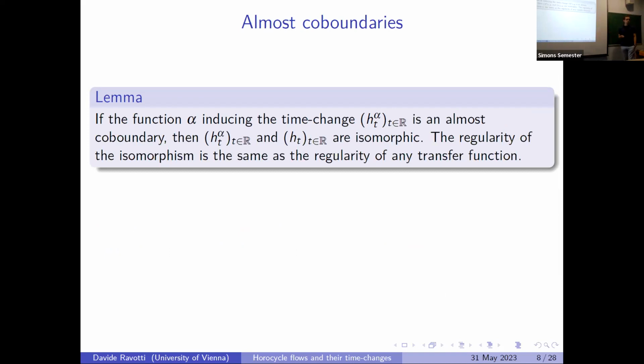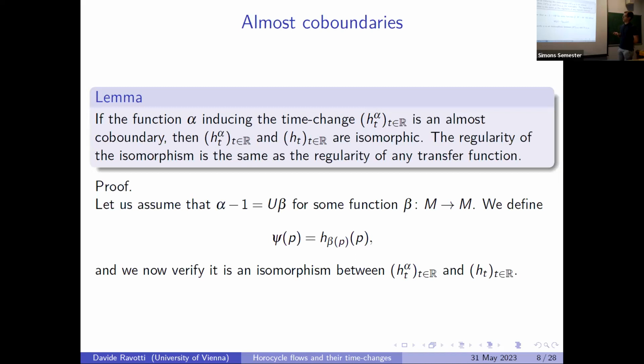And the regularity of the isomorphism is the same as the regularity of the function that you are deriving to obtain alpha. The proof of this lemma actually tells us how to construct these isomorphisms psi. In particular, if alpha is an almost coboundary, alpha minus one is a derivative of some function beta, and then our isomorphism psi was given exactly by pushing points in the direction of the Horocycle flow by beta. So not only do we know that there is an isomorphism, we also know what this isomorphism is. And now the question is, can there be other isomorphisms, or what about the converse result? This is the proof that we saw last time.